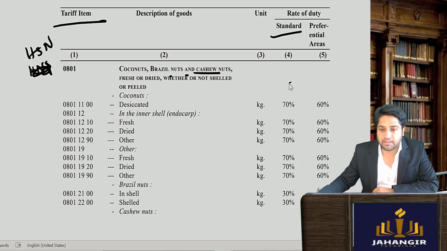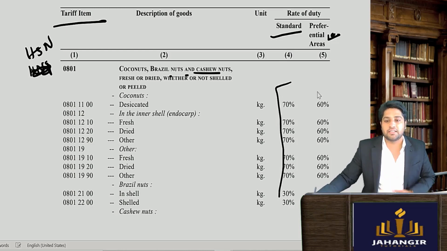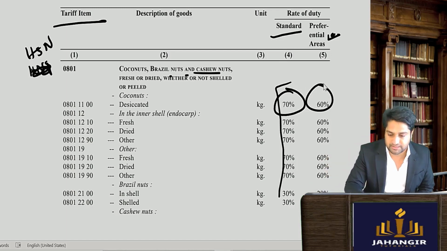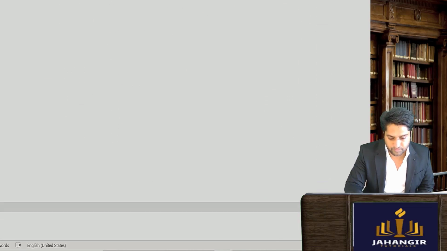rates have been given here. Standard rates have been given, and if you are in the preferential area then 70% will not apply to you, 60% will apply. So in this way different preferential rates can be given. I hope this is clear as of now.